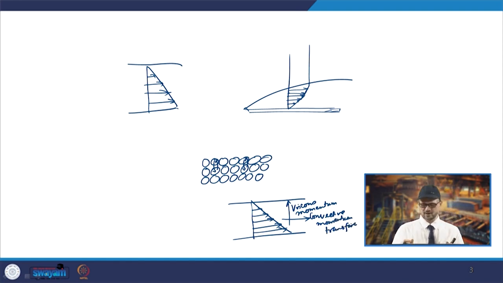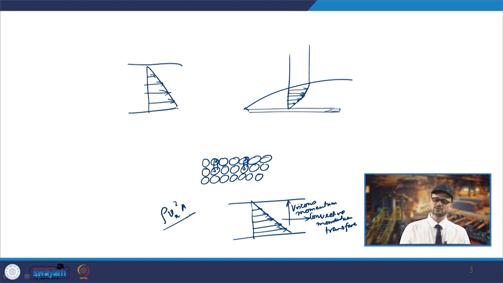The rate of convective momentum transport will be mass times velocity per unit time. So the rate of convective momentum transport will be rho vx square A. Here A is the cross sectional area perpendicular to the flow direction, through which the fluid of density rho is flowing. That way we find the rate of convective momentum transport.